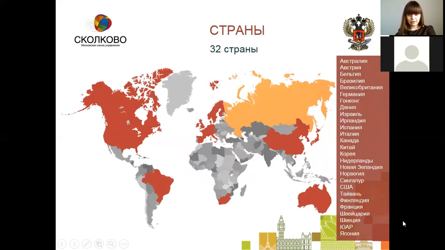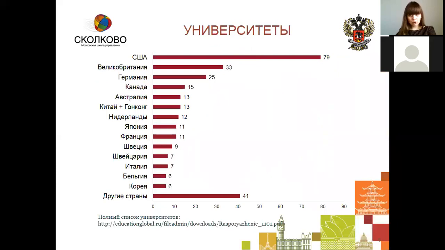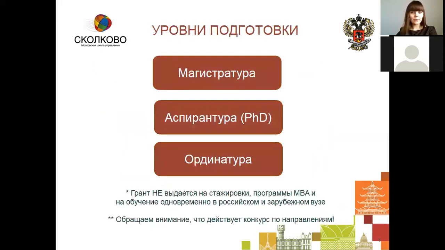Повторюсь, помимо Великобритании у нас еще 31 другая страна. Вот так выглядит наша карта, с какими университетами мы работаем. Здесь немного подробнее по количеству университетов в каждой стране. В Великобритании помимо Warwick еще 32 университета. Все они есть на сайте в вашем любимом разделе.